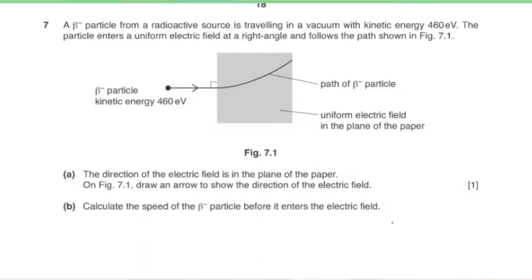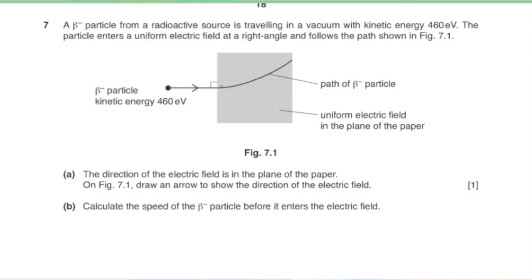A beta minus particle from a radioactive source is traveling in a vacuum with kinetic energy 460 electron volts. The particle enters a uniform electric field at a right angle and follows the path shown in figure 7.1. Part A, the direction of the electric field is in the plane of the paper. On figure 7.1, draw an arrow to show the direction of the electric field.